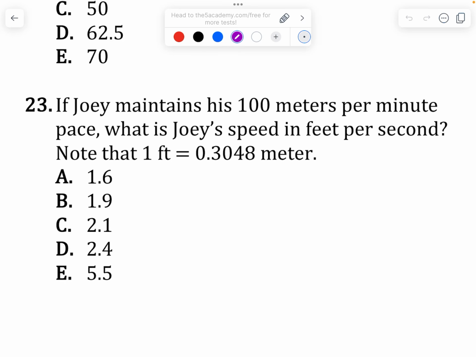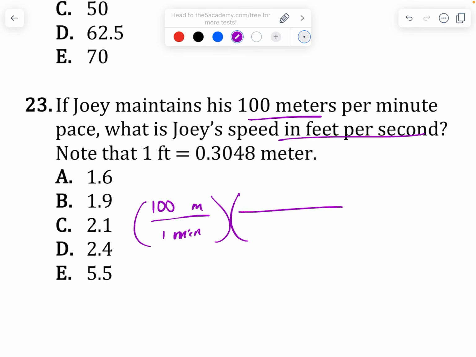If Joey maintains his 100 meters per minute pace, what is Joey's speed in feet per second? Okay, so this is just a unit conversion problem. So we're going to convert 100 meters in 1 minute. We're going to first do a conversion factor to get it from meters per minute to, let's do meters per second. So we want to convert minutes to seconds, right? So 1 minute, 60 seconds.